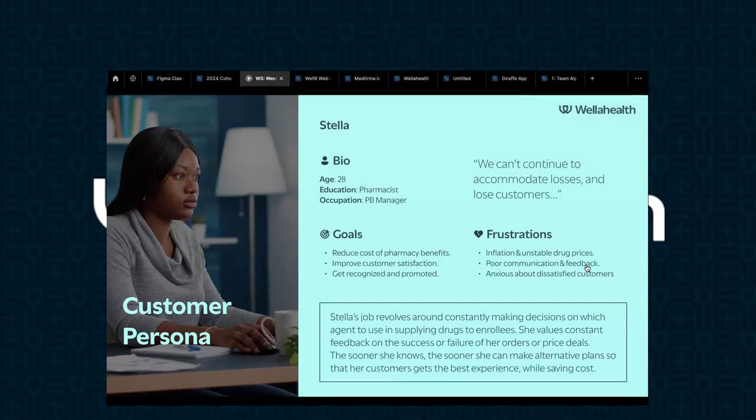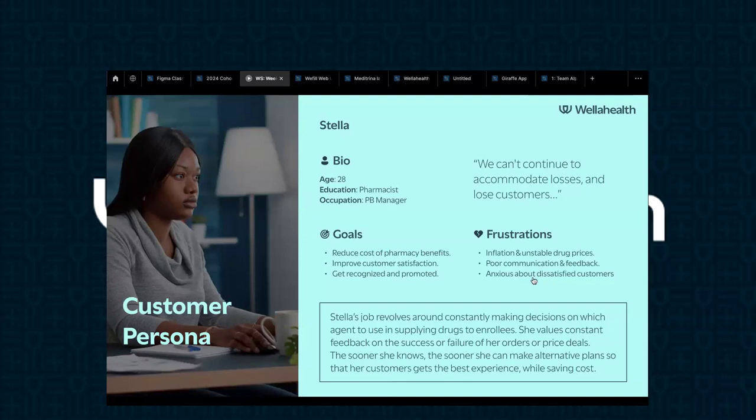This is part of the things that we could not have found out if we didn't do the research, if we didn't do the interviews and understand our users. Then we also found out that part of their frustration was that they're anxious about dissatisfied customers, right? So basically, we need to find a way to allay those concerns, understand if their users are dissatisfied, and find out how we can make it a win-win for everybody involved.